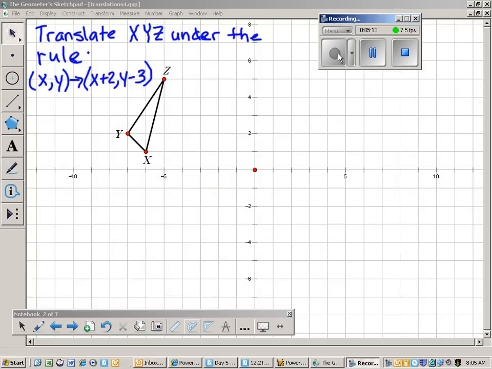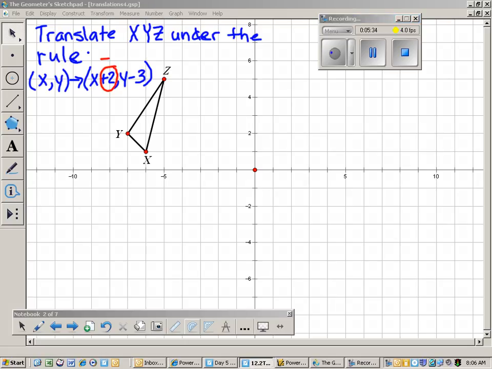So in our last example, we're going to look at, given the original pre-image, translated under a given rule. So the rule that we have given is that x, y is going to be mapped onto x plus 2, y minus 3. So then what that tells us here is that the x change, or the horizontal change, is going to be a plus 2. And the vertical change then is going to be a minus 3. So plus 2 means we're going to the right, minus 3 here means we're going down.